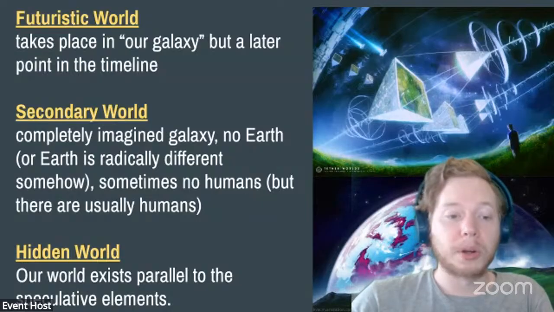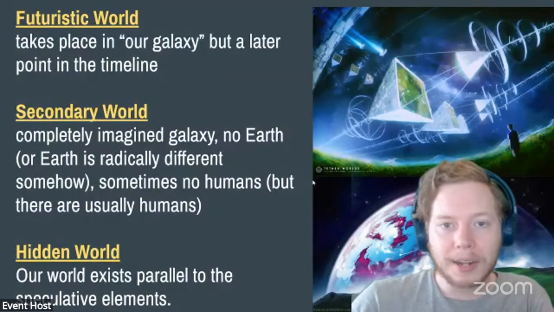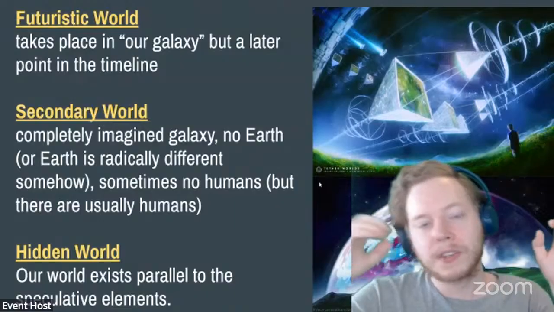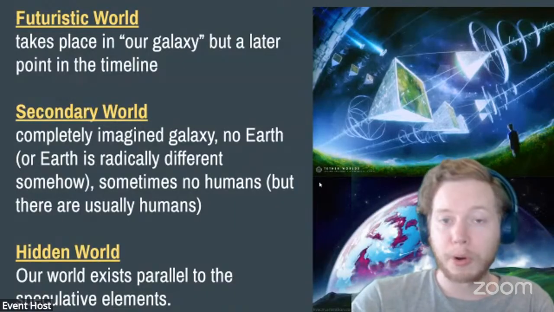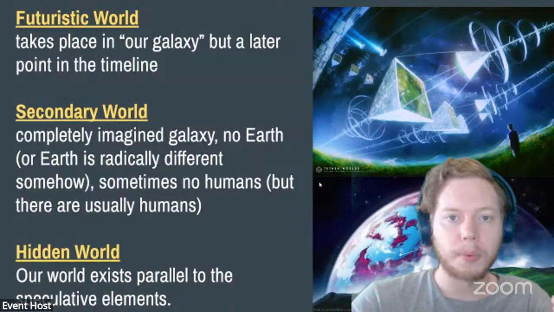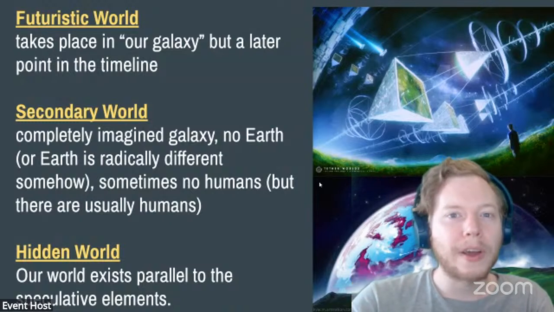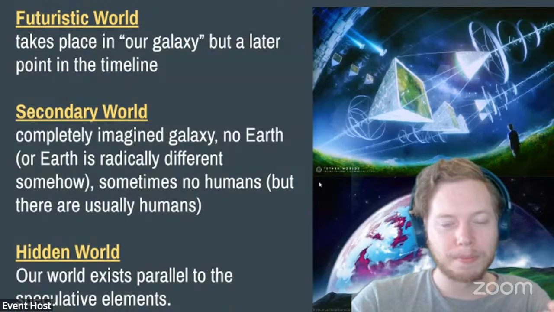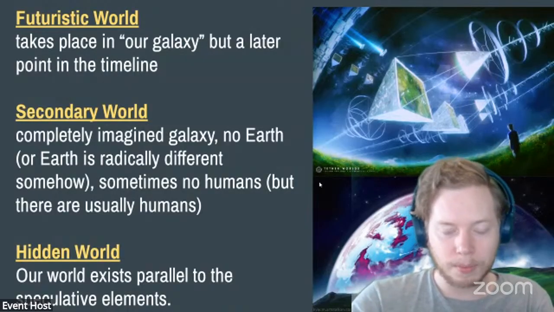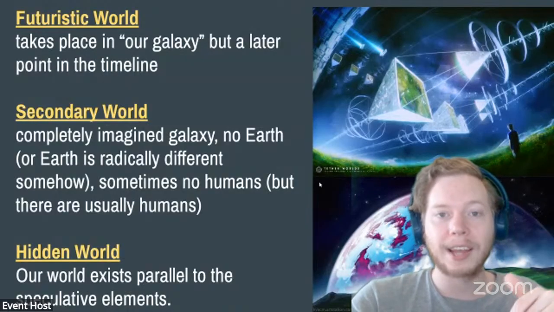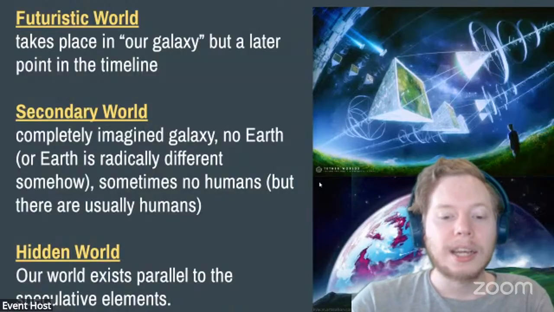And then we have hidden world, where our world exists parallel to speculative elements, and they may cross over in terms of portal fantasy worlds like Narnia, where we can go back and forth, or Harry Potter, which is again sort of like portal fantasy, where we can go back and forth with the train or the subway station being the different portals that we can use to access Hogwarts land.